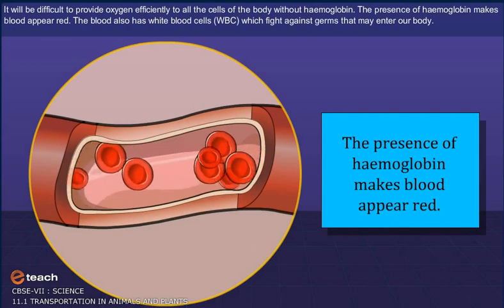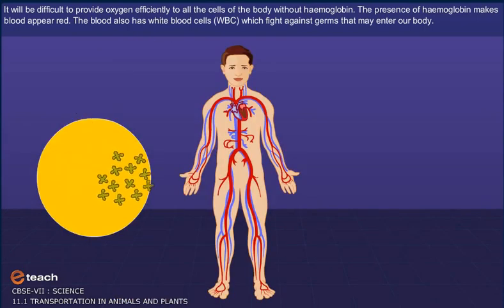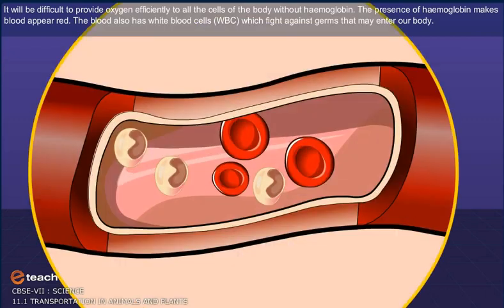The blood also has white blood cells, WBC, which fight against germs that may enter our body.